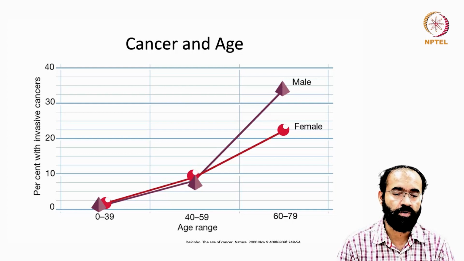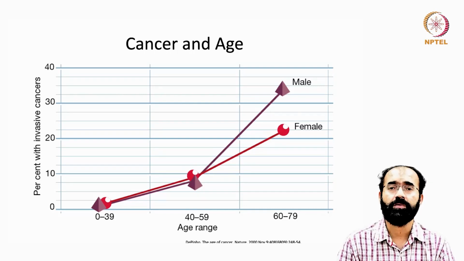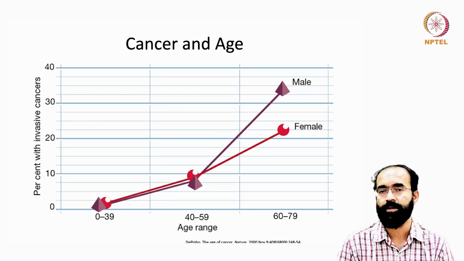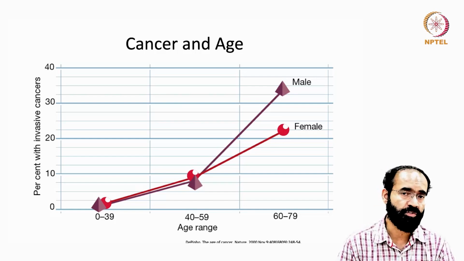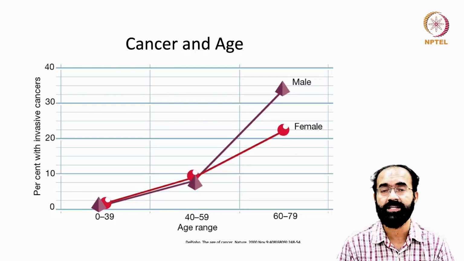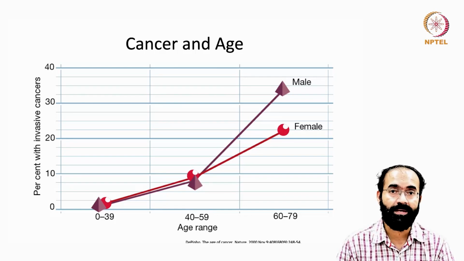This is 0, 10, 20, 30, 40% like that in male and female individuals, and this is the age in x-axis, 0 to 39, 40 to 59, 60 to 79. As you can see here, age has a strong connection with cancer. The rate increases and males are more vulnerable than females, and of course it has a lot to do with the hormones also. Estrogen and progesterone have lots of protective effect compared to testosterone. These are some of the facts, but age has a strong implication in the telomere length also.